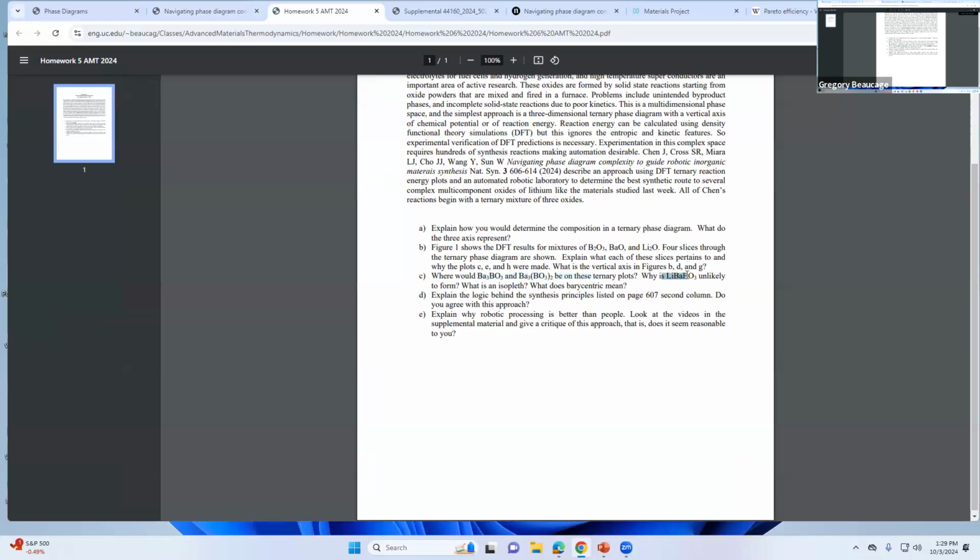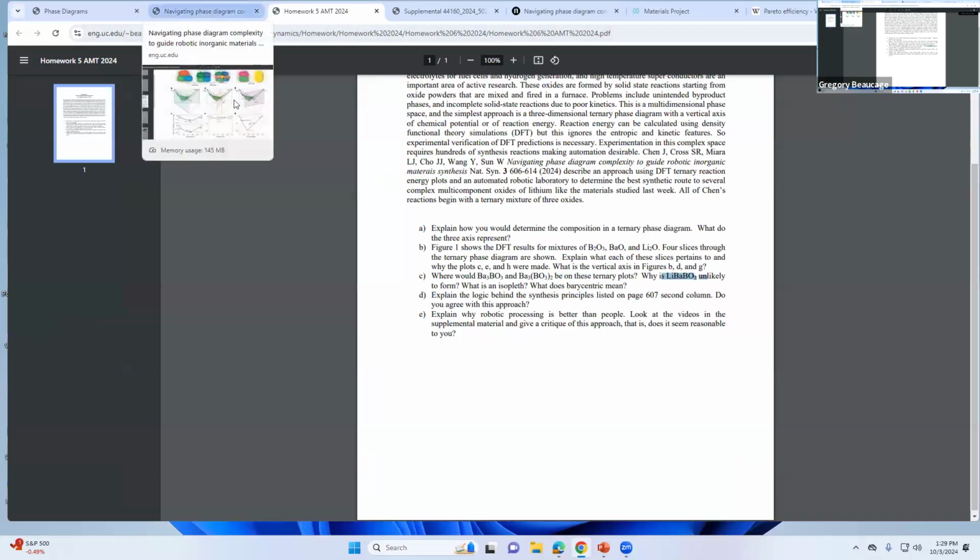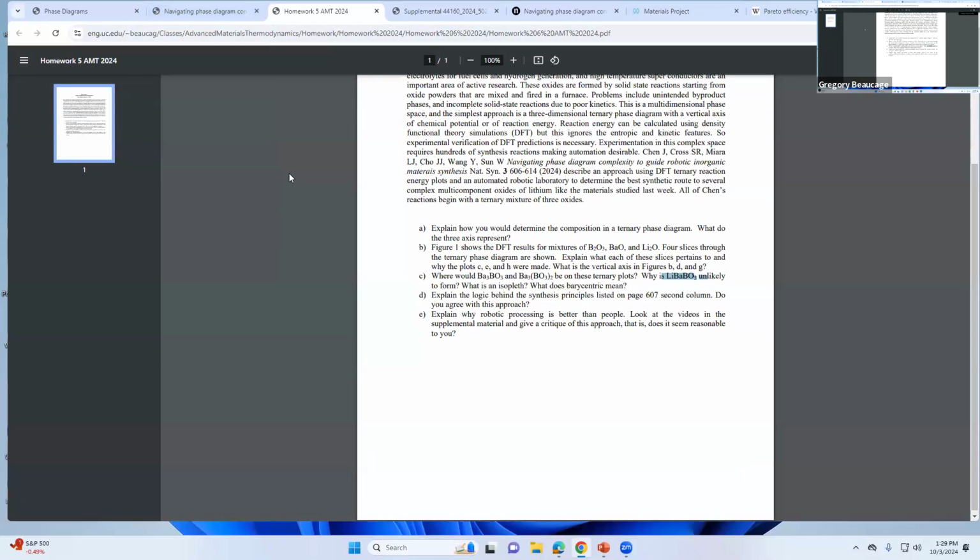Why is lithium barium borate unlikely to form? Well, the Ba3BO3. We can see Ba3BO3 will be in the end of the orange graph.